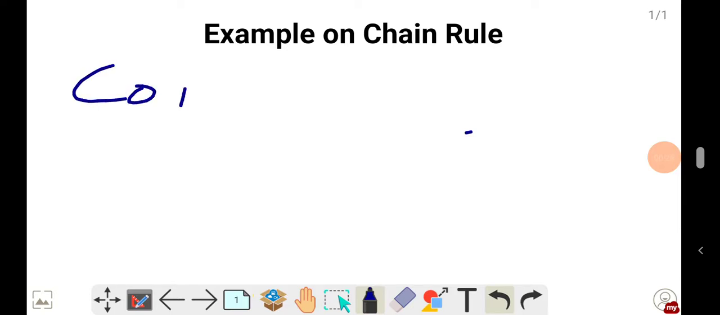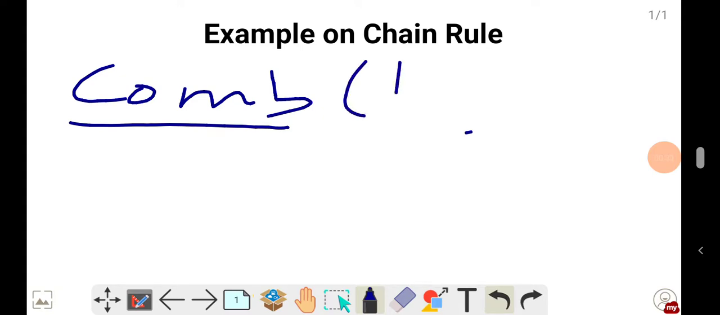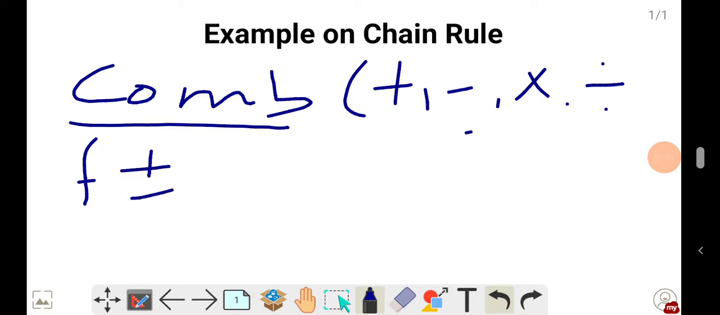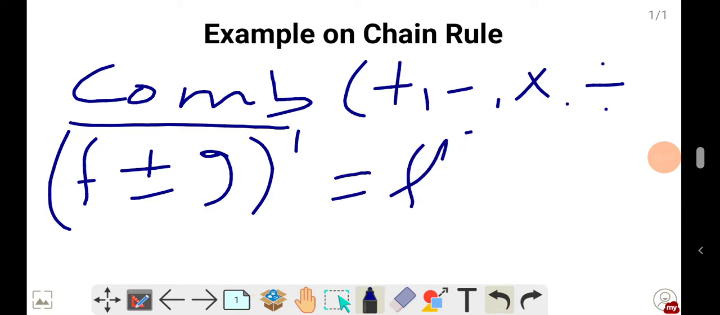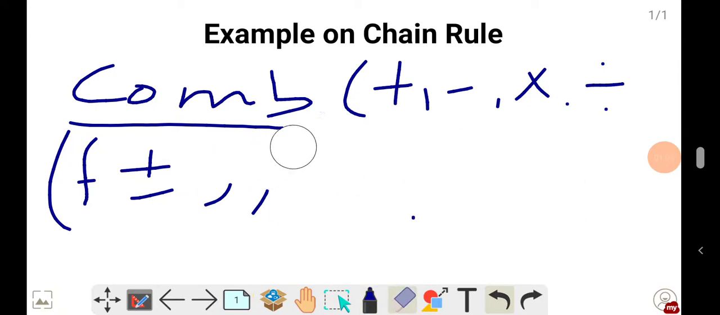What does combination of two functions mean? It might be any of the four mathematical operations: plus, minus, times, or divide. That means two or more functions might be combined by plus or minus. So the derivative of f plus or minus g is the same as the derivative of f plus or minus the derivative of g. Separately, we can differentiate and the outcome will be the same. This is rule number one in case of combination.